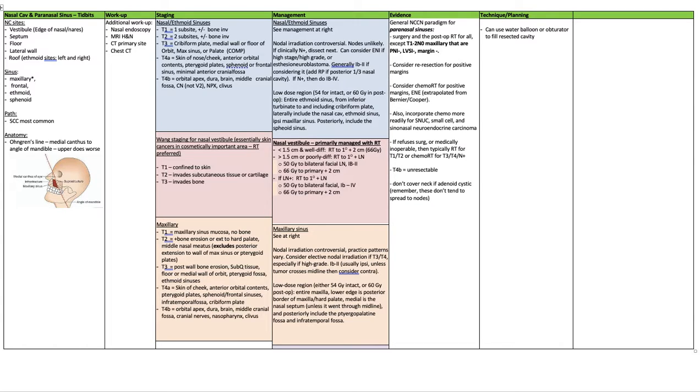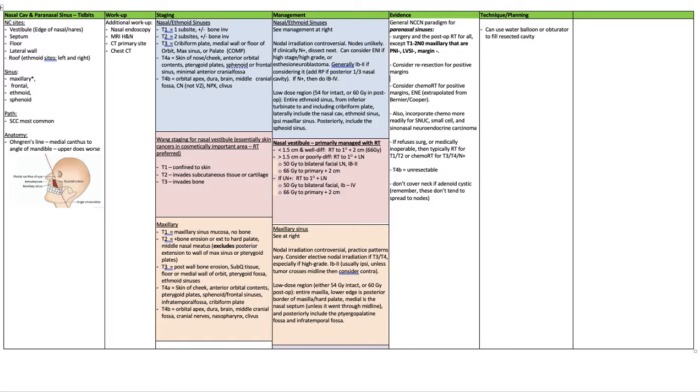T4A is skin of the nose or cheek, the anterior orbital contents, the pterygoid plates, the sphenoid or frontal sinus, or minimal anterior cranial fossa. T4B is the orbital apex, the dura, the brain, the middle cranial fossa, cranial nerves, but not V2, nasopharynx or the clivus. Wang staging for nasal vestibules, essentially skin cancers in cosmetically important areas.